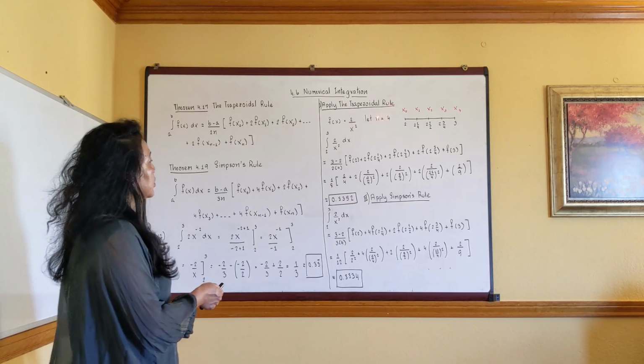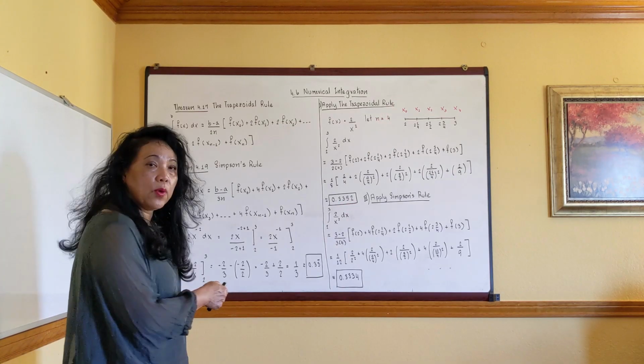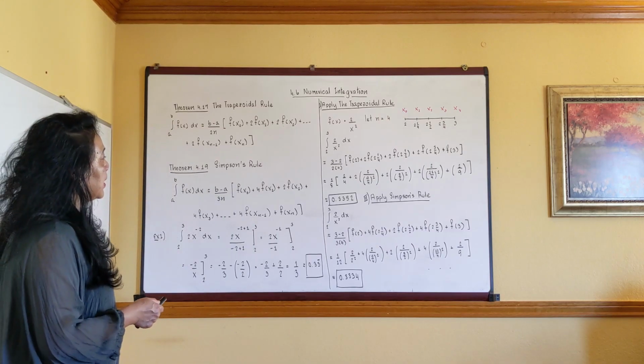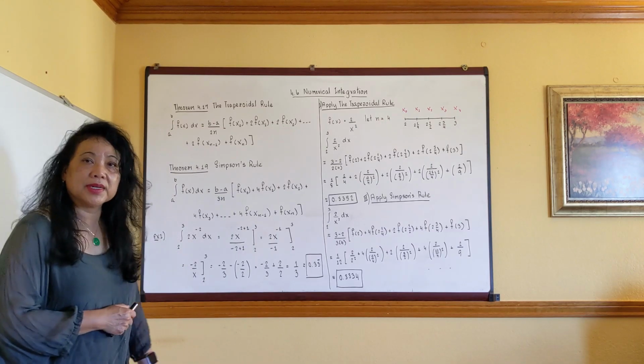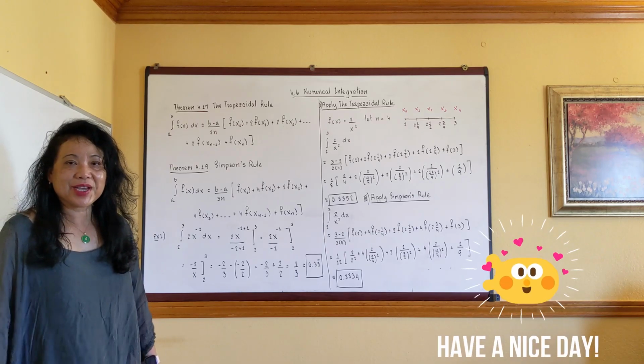And again, I chose n to be 4, but if you want to make it closer, you can make it a bigger number. All right, so we finished chapter 4.